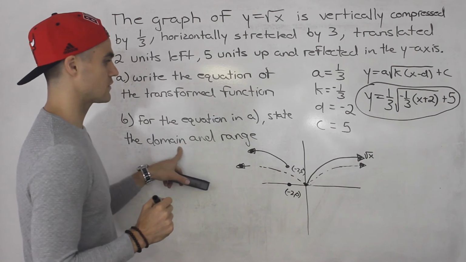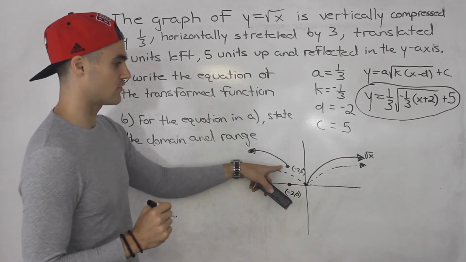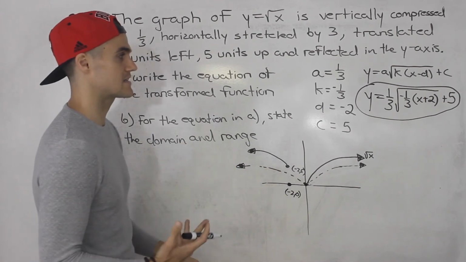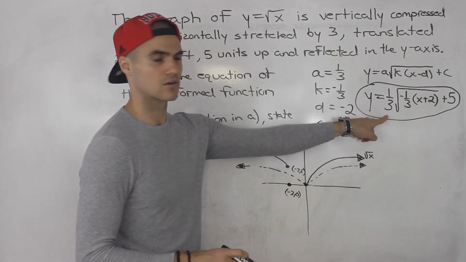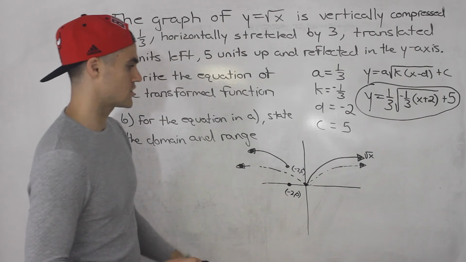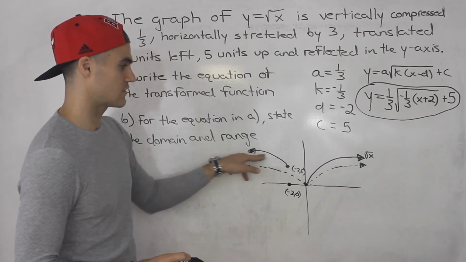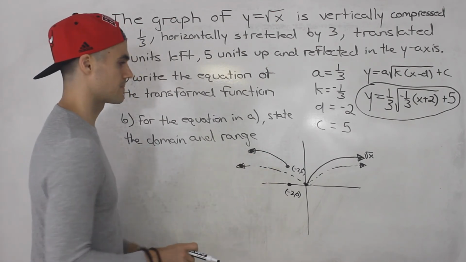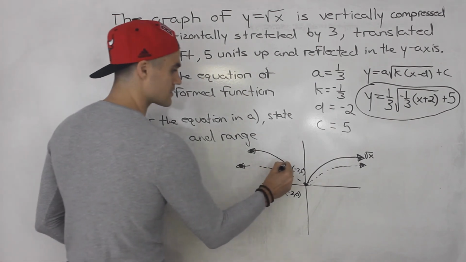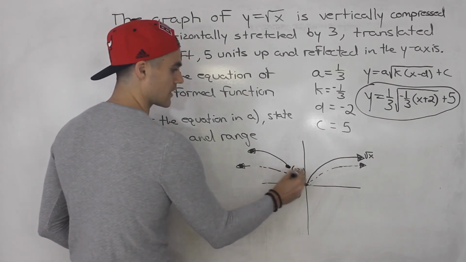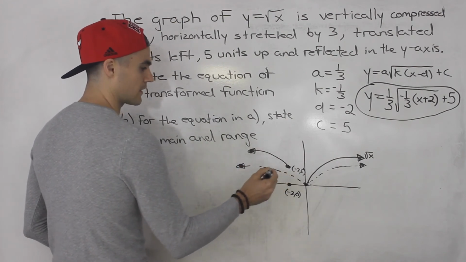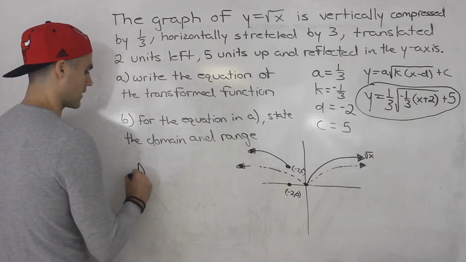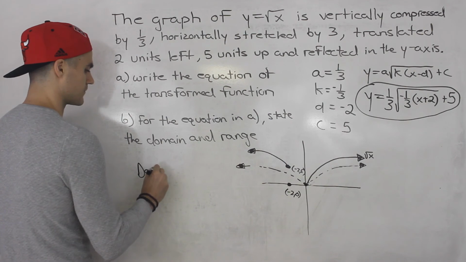And when they're just asking for the domain and range, you just have to provide a rough sketch. It doesn't have to be exact with transformations, but I do recommend that you take this graph and put it through transformations and make sure that you get something very similar to this. Right? And then from here, since we have that vertex of -2 and 5, and we know which way it's opening, we can state what the domain and range is pretty easily.